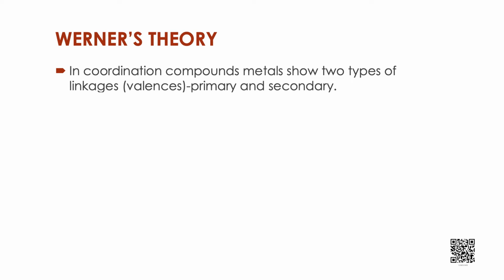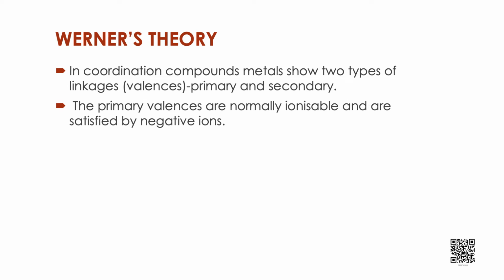of such compounds. Alfred Werner, a Swiss chemist, was the first to formulate his ideas about the structures of coordination compounds. He prepared and characterized a large number of coordination compounds and studied their physical and chemical behavior by simple experimental techniques. Werner in 1898 propounded his theory of coordination compounds. The main postulates are: in coordination compounds, metals show two types of linkages, primary and secondary.